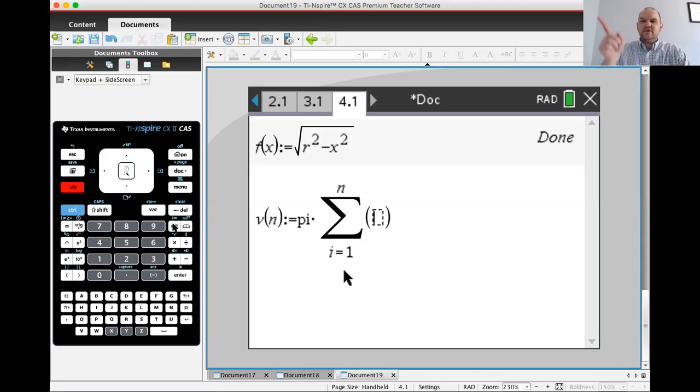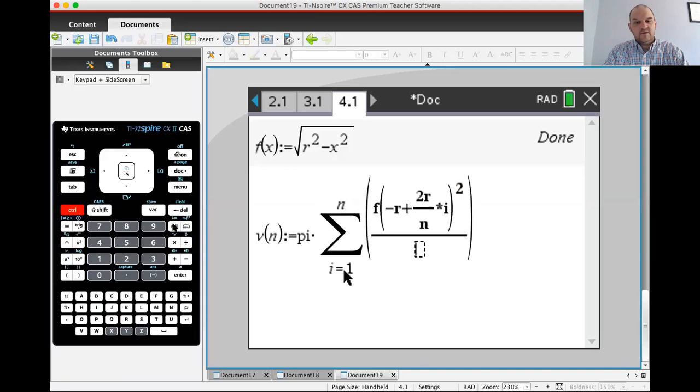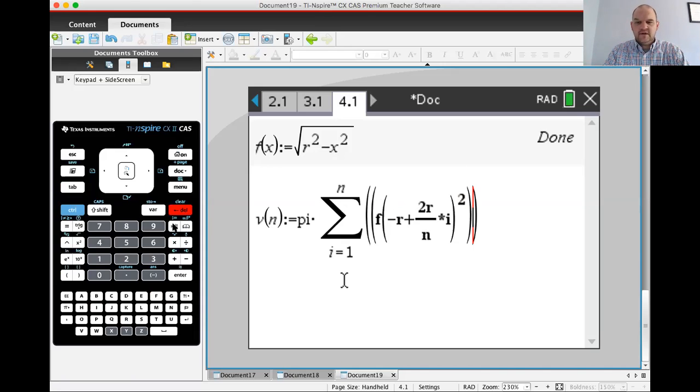So I keep looking off to this side because my other computer keeps going to sleep for some reason. It's not supposed to, and it's really letting me down. All right, so the radius, f of negative r plus 2r over n times i, I've got to square that. Then I've got to put in delta x. So I'm risking it. What has happened? Ugh, abandoned ship. I'm just going to put it on the outside.